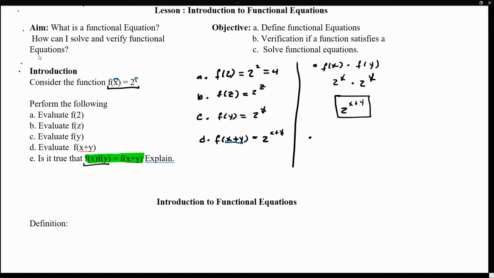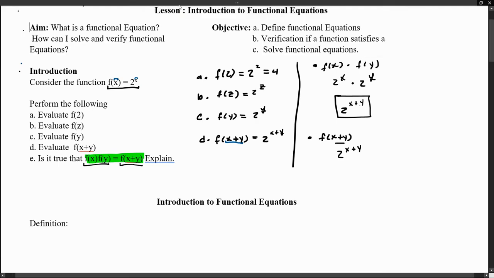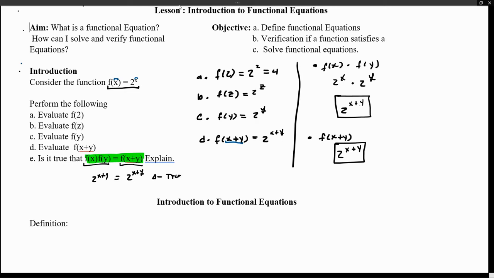Now let's take a look at the right-hand side, f of x plus y. Well, we already found that here. We already found previously that f of x plus y is just equivalent to 2 to the x plus y. And notice that the left-hand side is definitely equal to the right-hand side, because we have 2 to the x plus y equal to 2 to the x plus y. This is a true statement. Anything is always equivalent to itself. So is this a true statement? Well, in this case, yes, it is true.